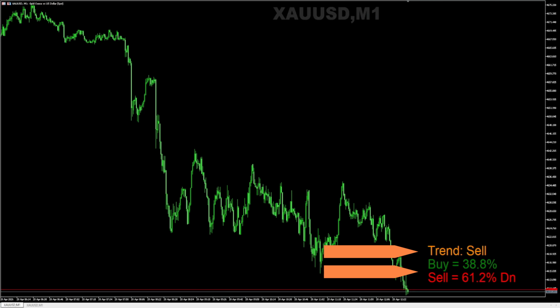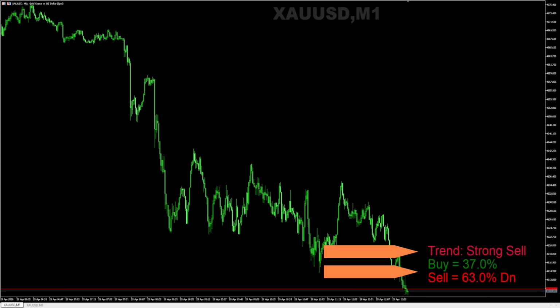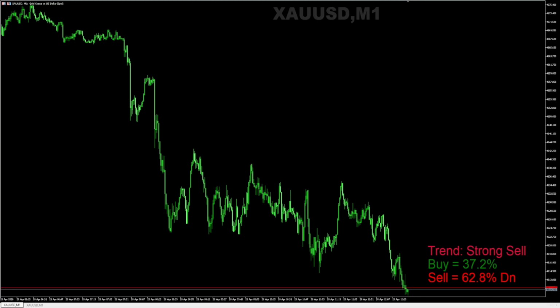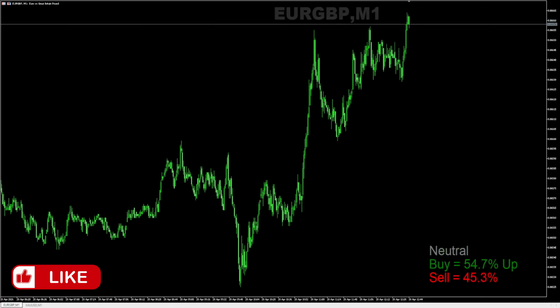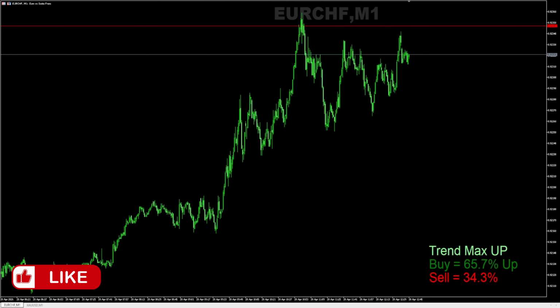Let me break down the signals so you know exactly what you're looking at. If the buy or sell percentage is below 55%, the label shows neutral in gray. The market is balanced, no clear edge. Once buying pressure climbs above 55%, the label switches to trend buy in a nice green tone. At 62%, it upgrades to trend strong buy in bright lime. Hit 65% or more and it becomes trend max up in pale green. That's when the buying is really dominant.